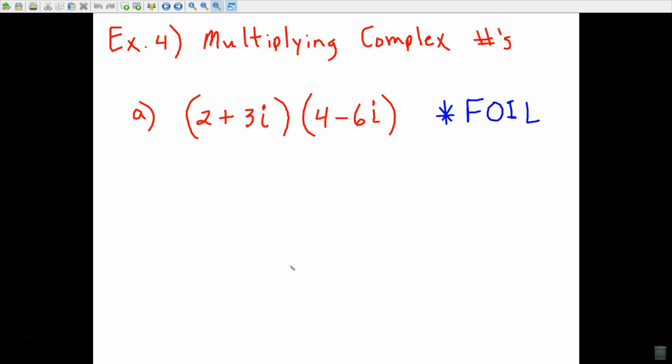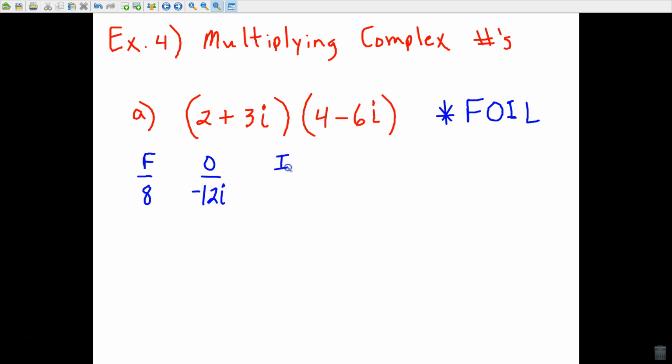Now we're going to look at some examples of multiplying complex numbers, and hopefully from Algebra 1 you remember the FOIL method. You need to treat these as though you were multiplying two binomials together. So remember FOIL. I'll just spell it out in case it's been a while. F stands for the first two terms multiplied together. So 2 times 4 is 8. The O stands for the outer terms multiplied together, so 2 times negative 6i is negative 12i.